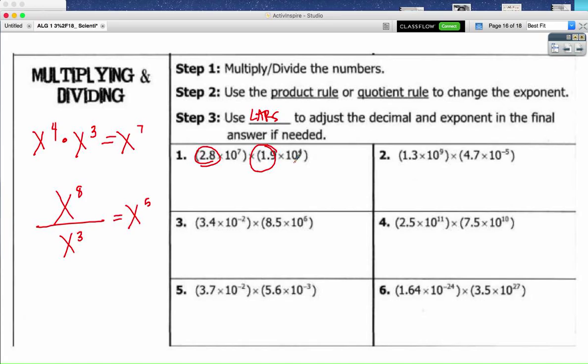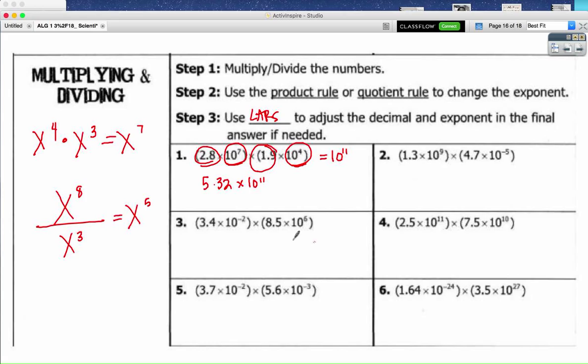2.8 times 1.9. That's 5.32. And then when I'm doing 10 to the 7th times 10 to the 4th, that's really 10 to the 7, 8, 9, 10, 11th power. So that's using the product rule. Since 10 is the base and it's the same, we add the exponents. 5.32 is proper scientific notation, so we're done.